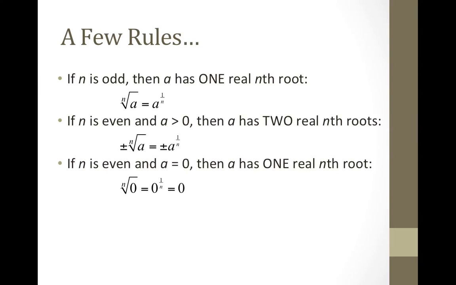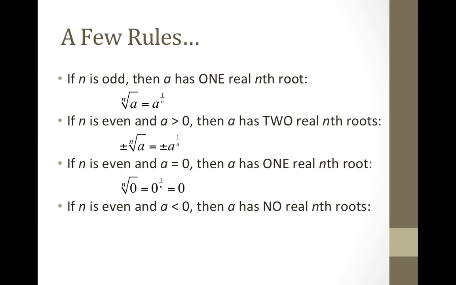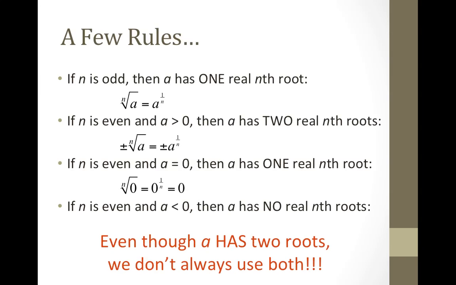If n is even and a ends up being equal to 0, then a has only one real nth root, and it's going to be 0. If n is even and a is less than 0, then a has no real nth roots. We would have complex nth roots, but we're not going to have any real nth roots. Now, what we have to keep in mind is that even though a may have two roots, we don't always use both of them.